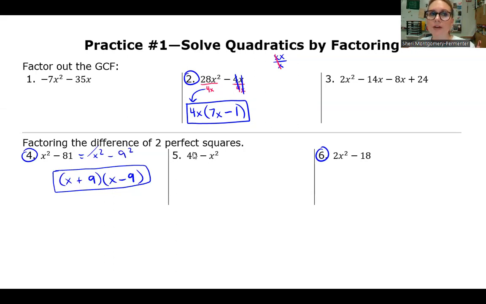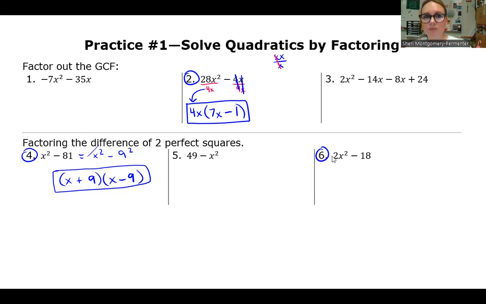This one, the order matters. So 49 is a perfect square. 49 is the same thing as what squared? 7 squared. So in your parentheses, you're not going to have the x first. You're going to have the 7. So just be careful. It's the same steps. It's just you have the 7 first.